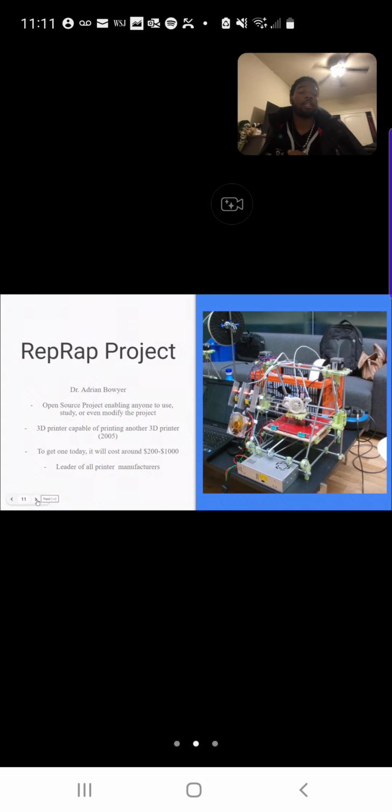And to get one today, I say it would cost around $200 to $1,000. And Dr. Adrian Bauer even open sourced it because he felt it was selfish not to allow people to do what the machine is made to do. The open source project enabled anyone to use, study, or even modify it, and it even became the leader of all printer manufacturers. And as we can see in that model right there, that's one of the first 3D printers capable of printing another.